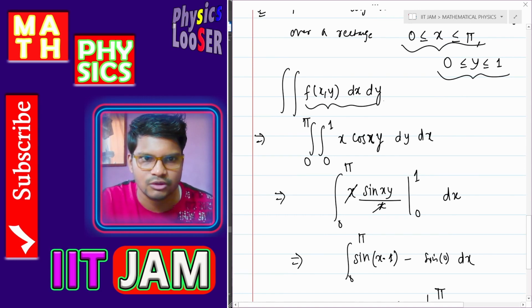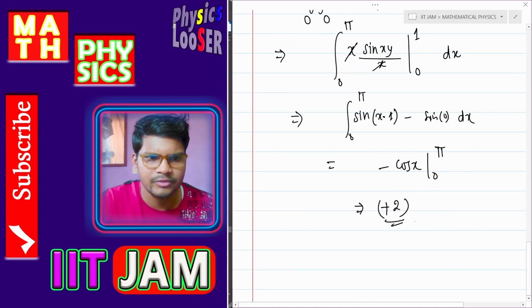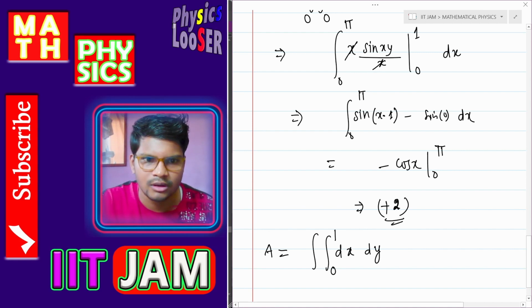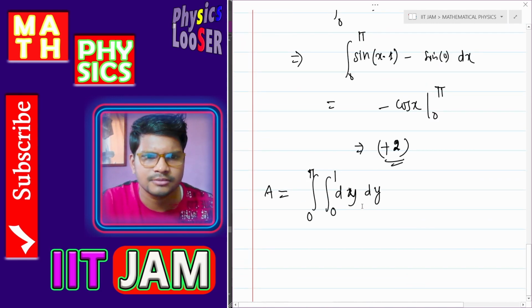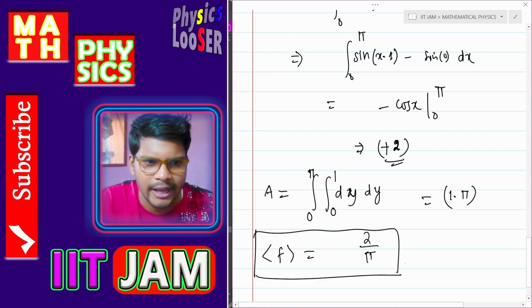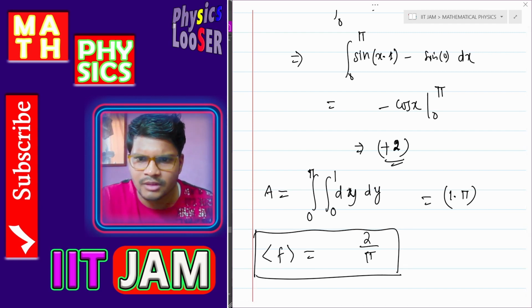So therefore the function inside this particular region has a volume of 2, and then again we can find the area by using dx and dy. dy is 0 to 1 and dx is 0 to pi. I hope I'm correct. Yes, so 1 times pi. Okay, so the average value of this particular function would be 2 over pi. So this is how we can easily find the average value of any function.